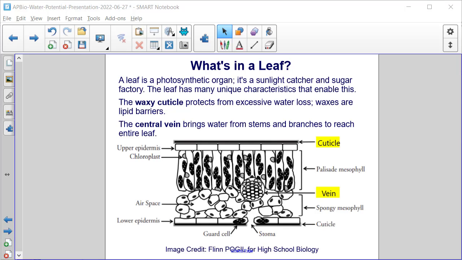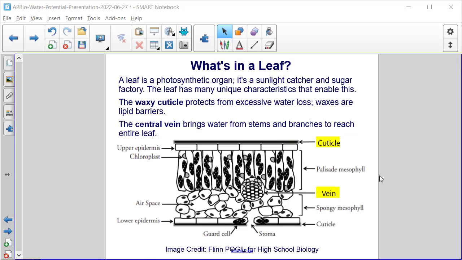A leaf is a photosynthetic organ. It's a sunlight catcher and sugar factory. The leaf has many unique characteristics that enable this. The waxy cuticle, labeled here at the top, protects from excessive water loss.